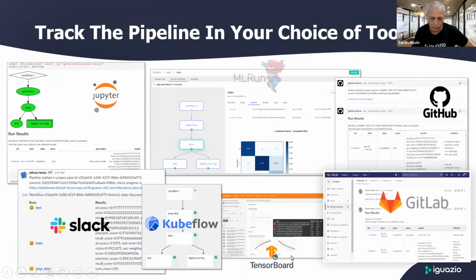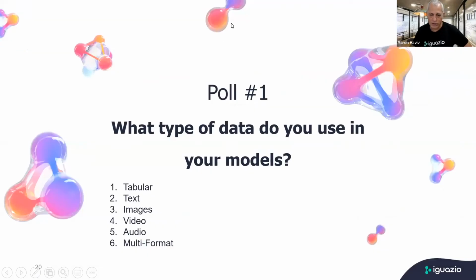And what you can also see is that MLRun is an open system. So everything we track, we don't only track in the MLRun UI, we can export all the telemetry information that we track into Jupyter Notebook, TensorBoard, Git systems, Kubeflow, even Slack, and other systems. So again, you can choose which tool you want to use for monitoring and tracking your machine learning workloads. So with that, let's move to the poll question, and later on, Guy will show us a couple of demos, the machine learning demo and a deep learning demo.